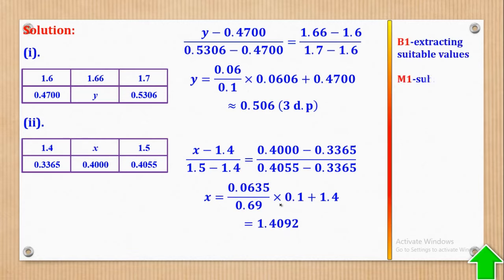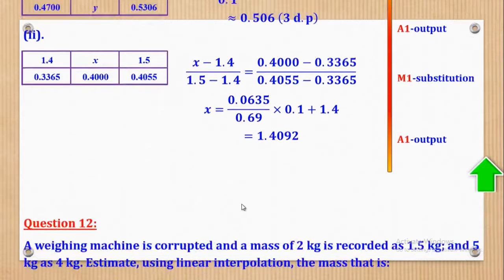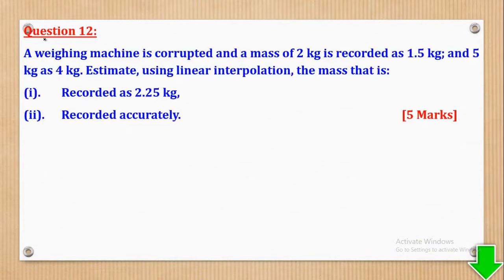Now let's see how much can be awarded. B1 for this, M1 for this, A1 for that, M1 for this, A1 for that. So that was question 11. Now we shall go to question 12.